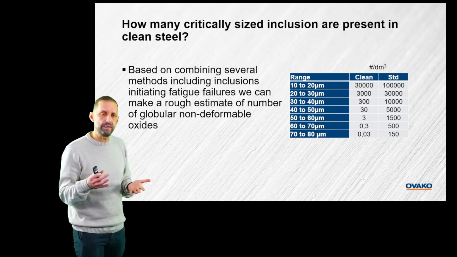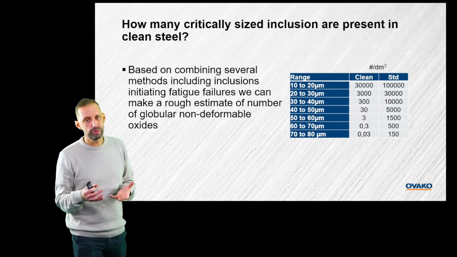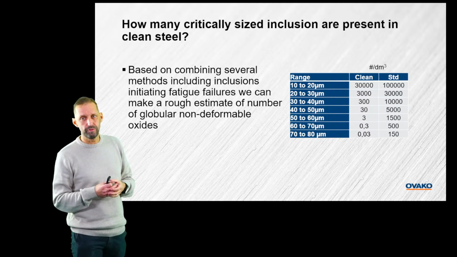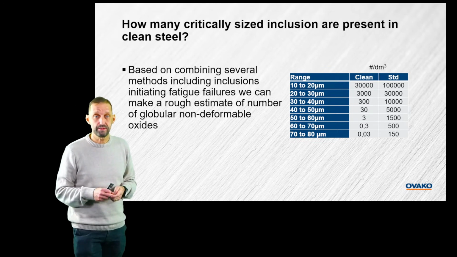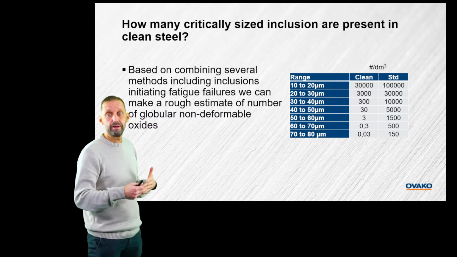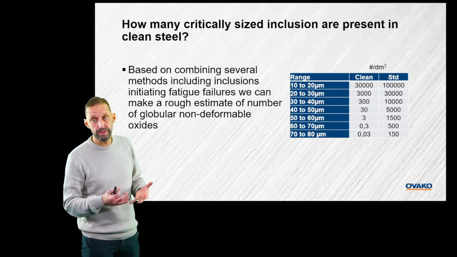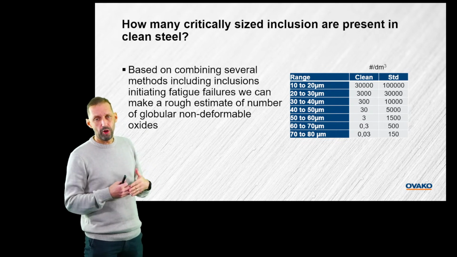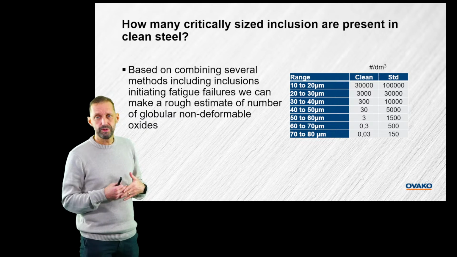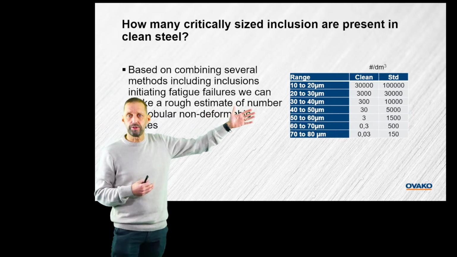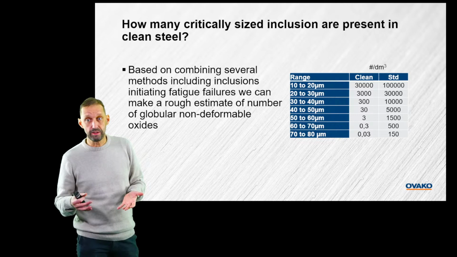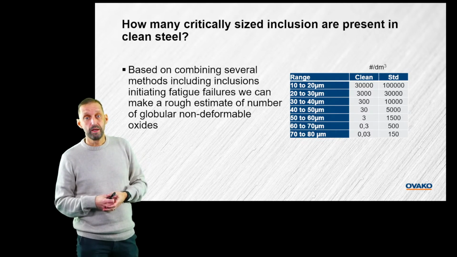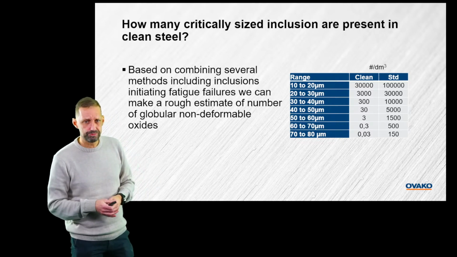And as you see, in 1 liter of steel, you find an awful lot. 30,000 inclusions that are between 10 to 20 micron in a clean steel. But on the other hand, you have 100,000 in a non-clean steel. I mean, these ones are not the really most dangerous part. The ones that are dangerous are the ones that are around 30, 40, 50 microns. And you see there you have 30 or 300 compared to a standard steel that has 5,000 or 10,000. Quite a big difference. So we want to capture that.